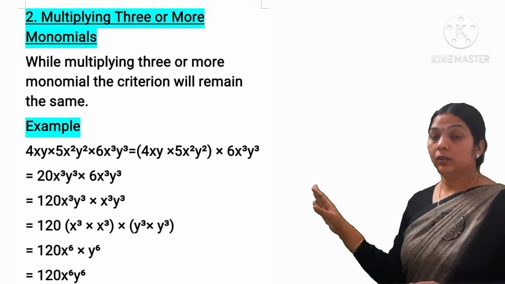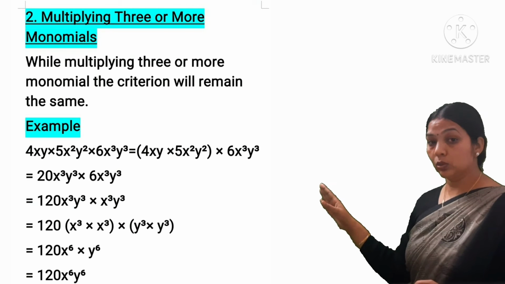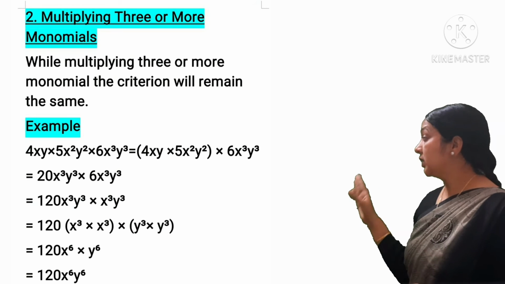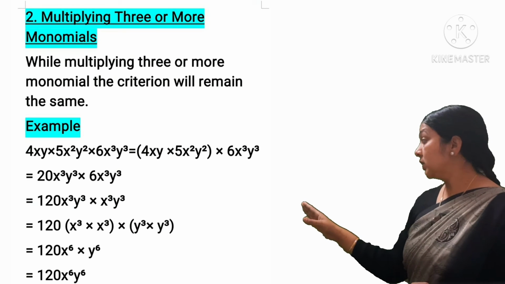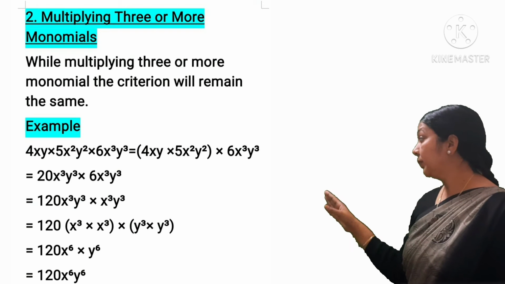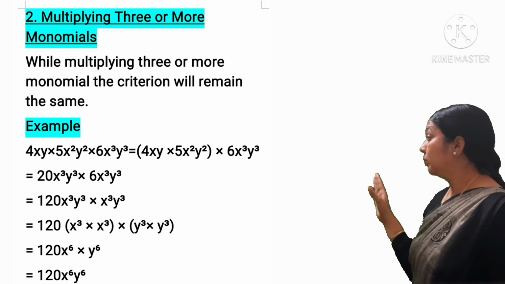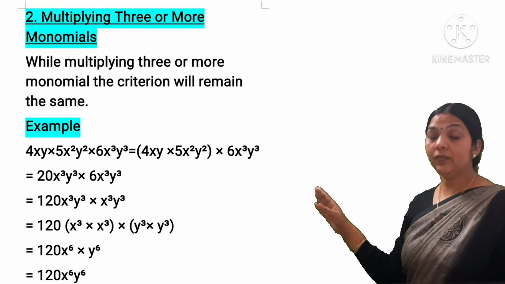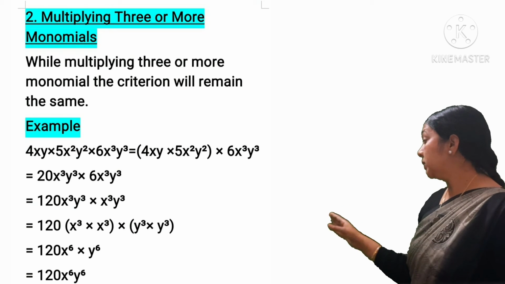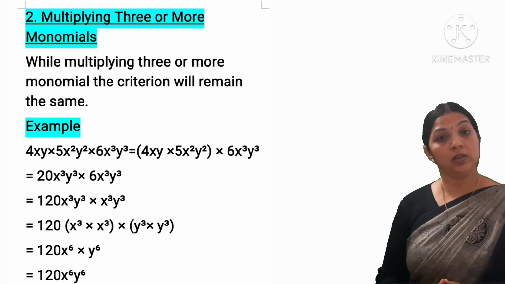Similarly, for x, in the first term the power of x is 1, in the second term the power is 2, and in the third term the power is 3. So the power of x would be 6. Similarly, in the first term the power of y is 1, in the second term the power of y is 2, in the third term the power of y is 3. So it would be y to the power 6. So 4 into 5 into 6 would result in 120, and the variables would result in x raised to power 6 and y raised to power 6.